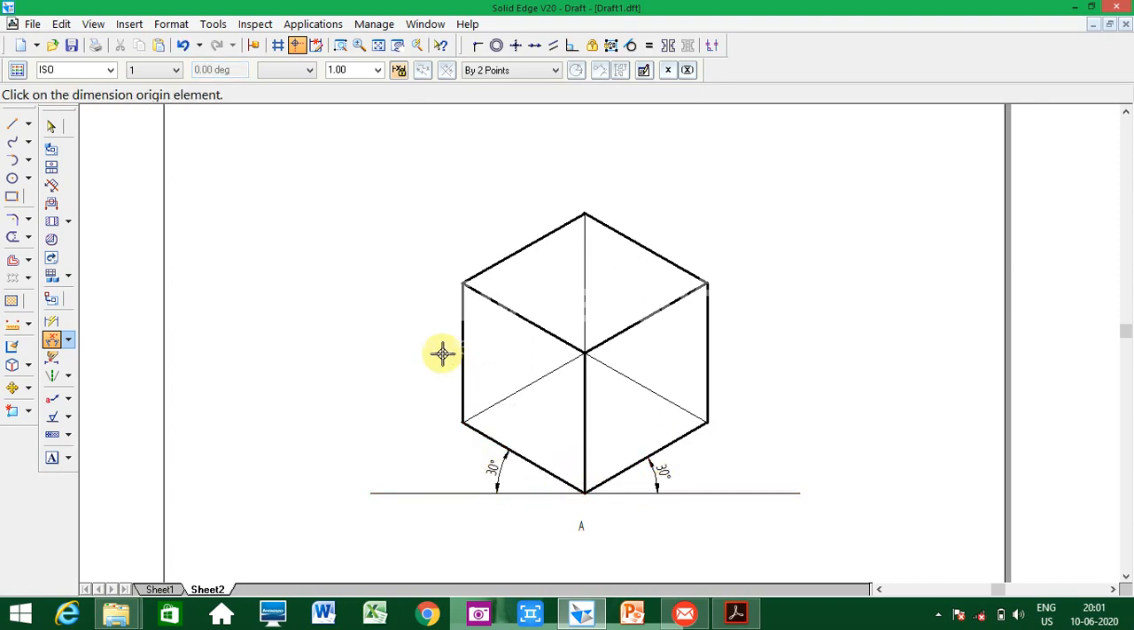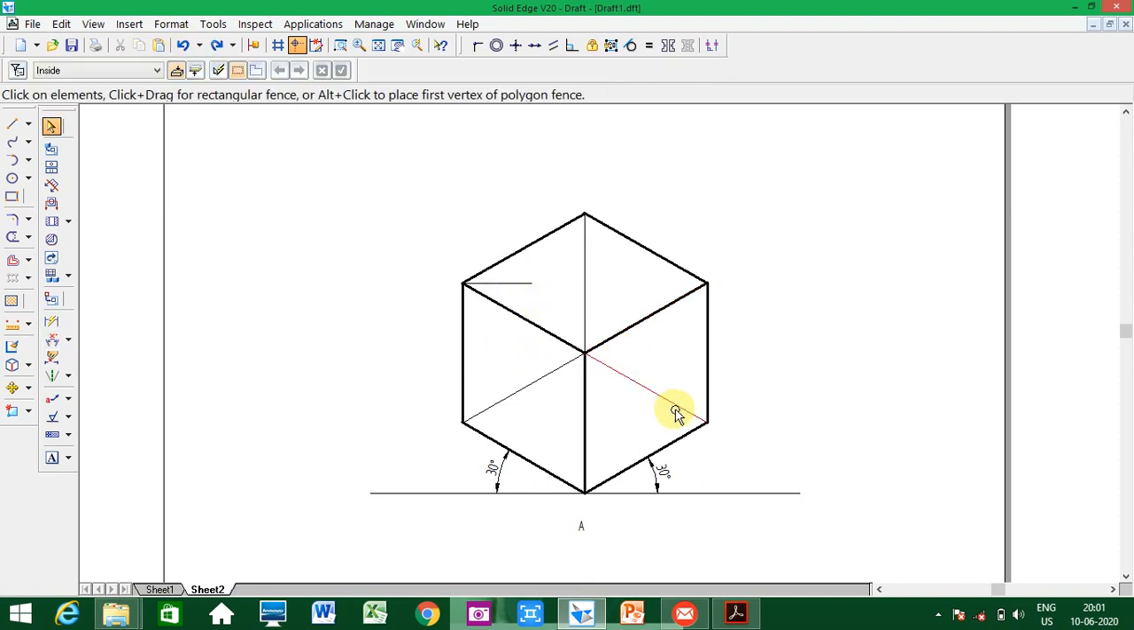See here, this angle is also 30. Remember this angle. I'm showing this for your understanding, this should also be 30. Here also, if I draw it, it's 30. If I draw here, this side is 30. Here, if I draw this line, it is 30. Remember. So this is the concept of isometric. Okay, now I'll remove this.